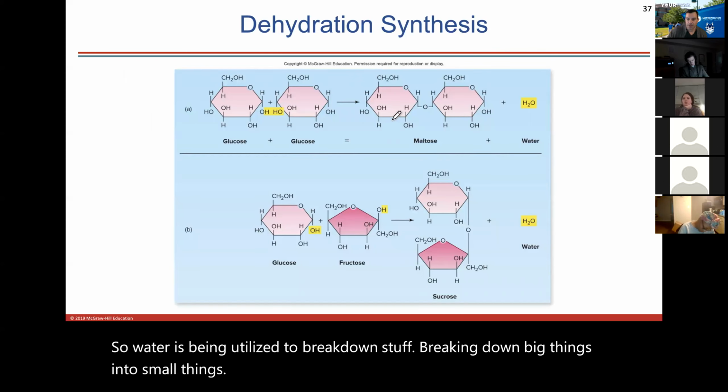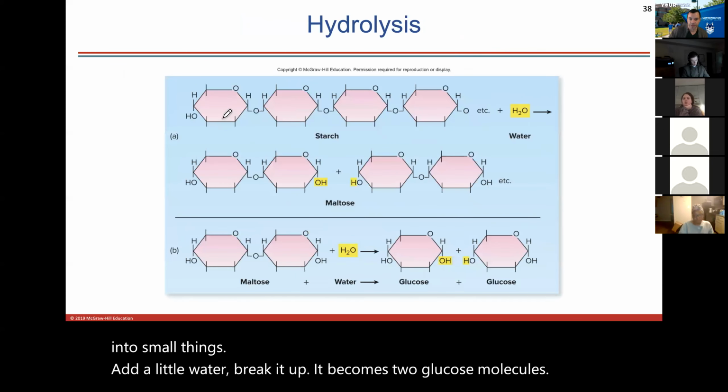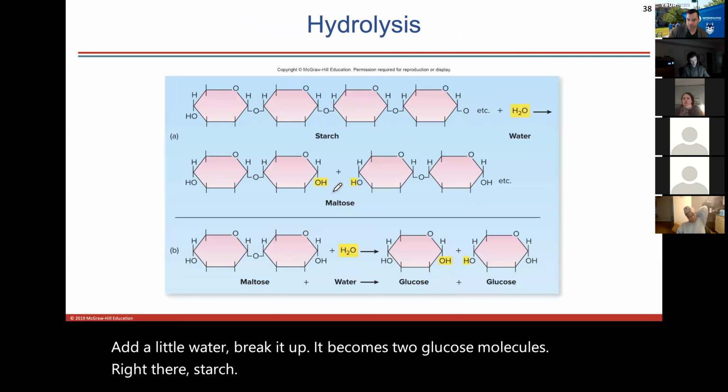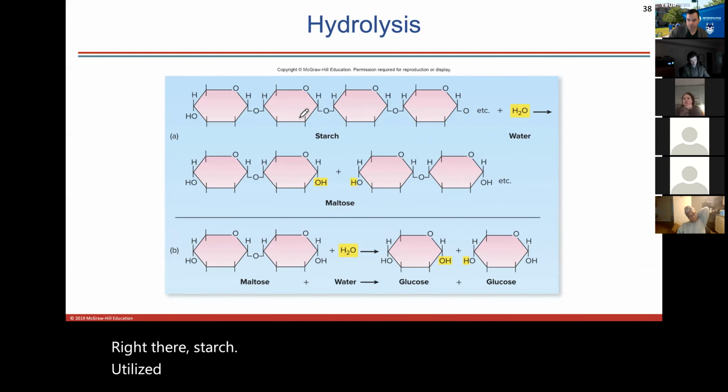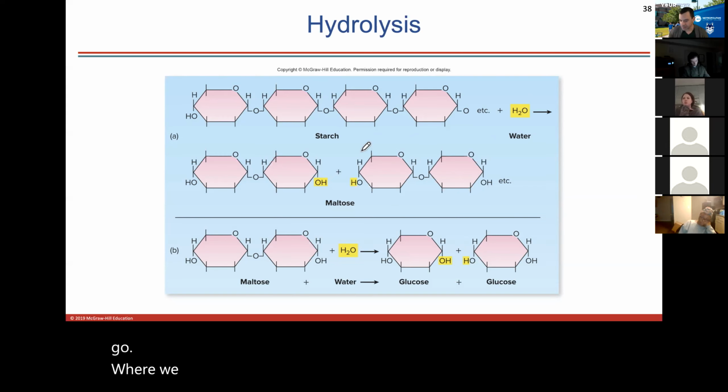Okay. Maltose. Add a little water, break it up. It becomes 2 glucose molecules. Right there, there's starch. Utilize water, it comes in here and breaks it up. Hydrolysis reactions are catabolic. That's another name for them. If you know that name, there you go. We are destroying bigger things and making them into smaller. Okay, that's catabolic.